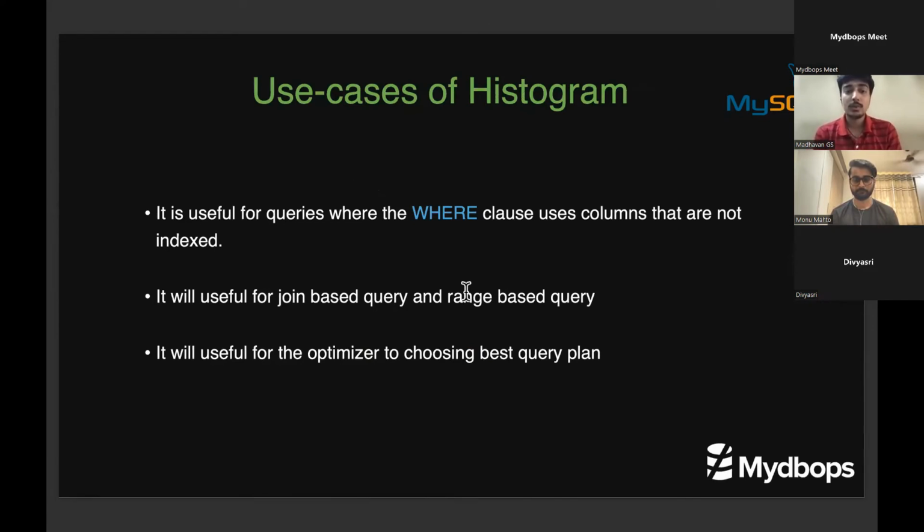Now the histogram use cases. It is very useful for queries having a where clause on a column that is not indexed. It will collect the stats and optimize the query, giving a filtering rate with minimal percentage. It is useful for join-based and range-based queries. As I told earlier, it is useful for low cardinality columns, not for high cardinality, and for uneven distribution of data. In these cases, the histogram will be very useful.